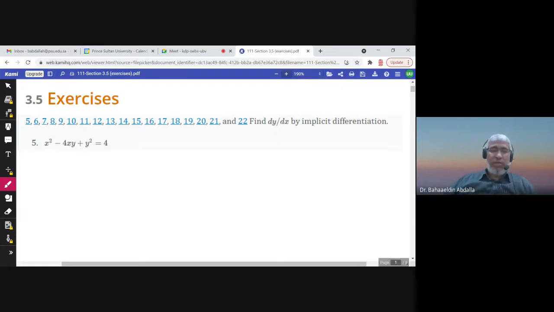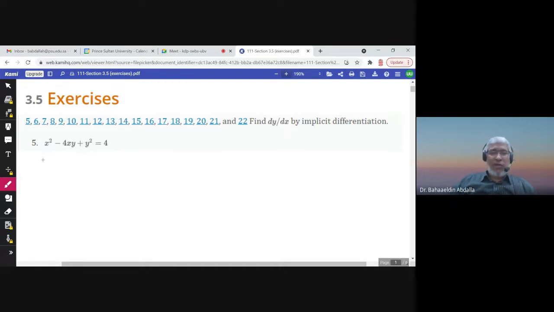These are some exercises about implicit differentiation, section 3.5. Find dy by dx by implicit differentiation. So we find the derivative of this equation with respect to x.